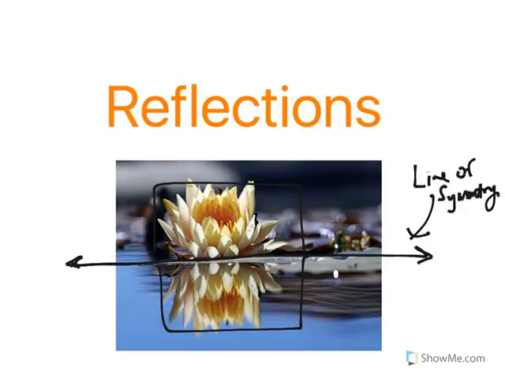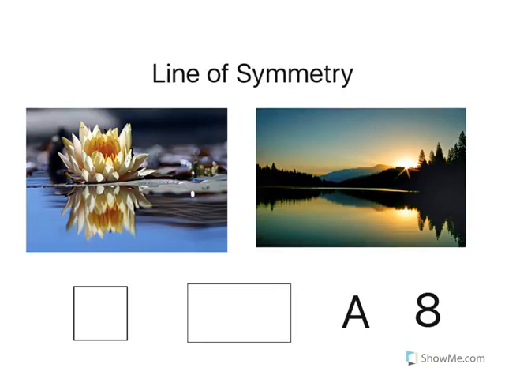And if a picture has symmetry, it means if I were to fold this picture right now in half, both sides would perfectly match up. So let's find the line of symmetry in these two pictures. The line of symmetry is right here in this picture. And it is right here. Let's pick a different color. And it is right here in this picture, okay?